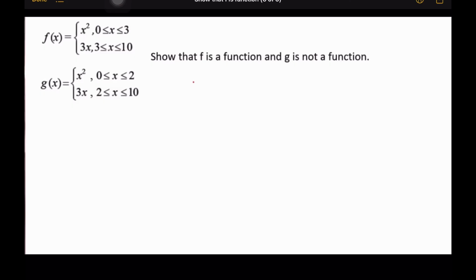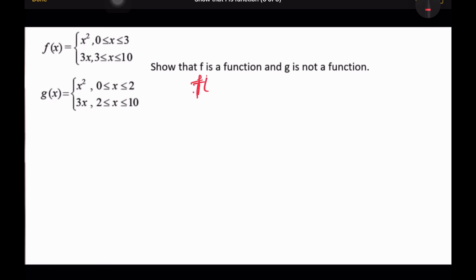Next, we'll see this example. Show that f is a function. You're given that f of x is equal to x square if x lies between 0 and 3, and f of x is equal to 3x if x lies between 3 and 10. And here you have g of x is equal to x square if x lies between 0 and 2, and g of x is equal to 3x if x lies between 2 and 10.